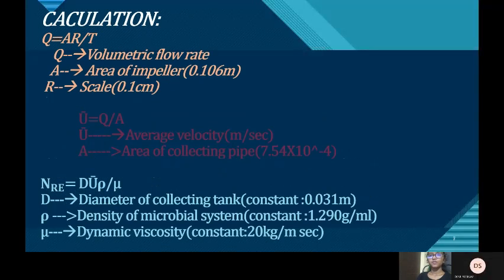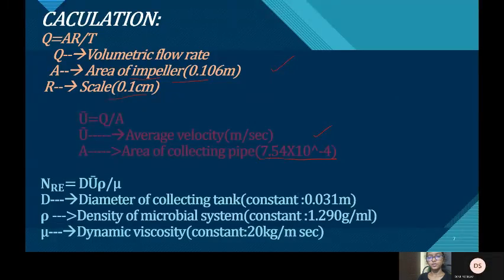Calculation. In order to find the Reynolds number, we need to follow two steps. Q equal to A R by t. Here Q is volumetric flow rate, A is area of the collecting tank, and R is scale. The area and scale are constant throughout the process. U bar equal to Q by A, where u bar is average velocity and A is area of the collecting pump. This also remains constant throughout the experiment.